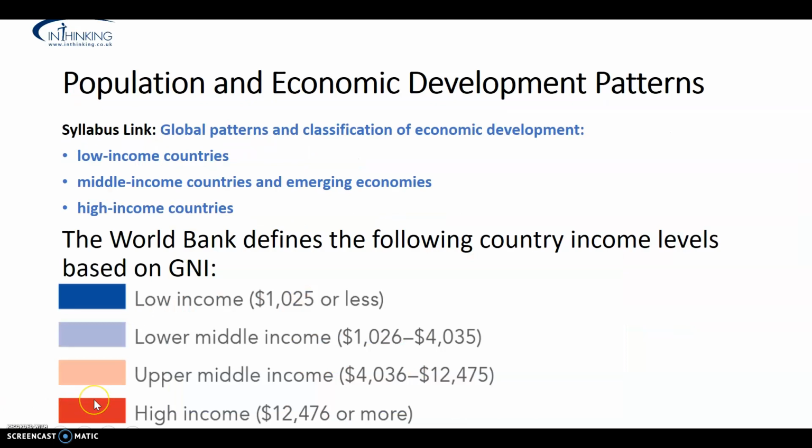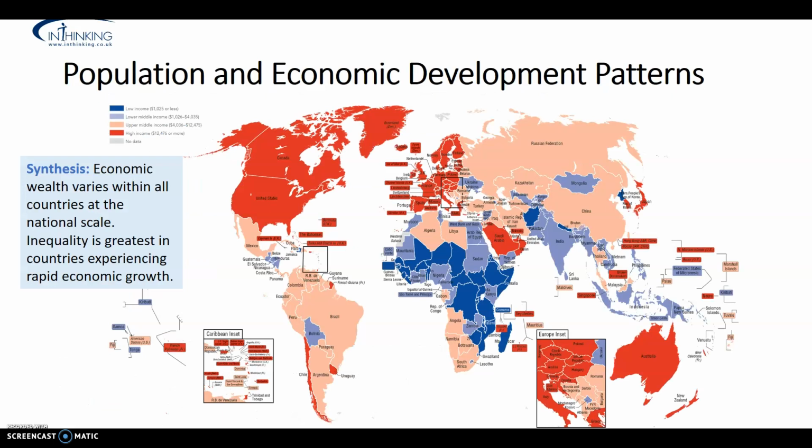When we consider development, we're using GNI as an indicator. So we can classify countries into low income, middle income, and high income countries. The World Bank has this useful classification. And so actually at the low income level, a GNI of below $1,000 is quite an important figure to think about. This is pretty low. And so actually most countries don't fit into that category.